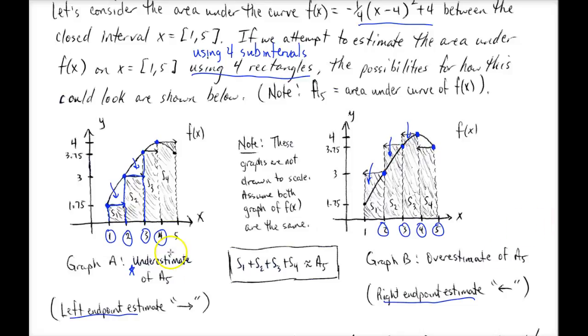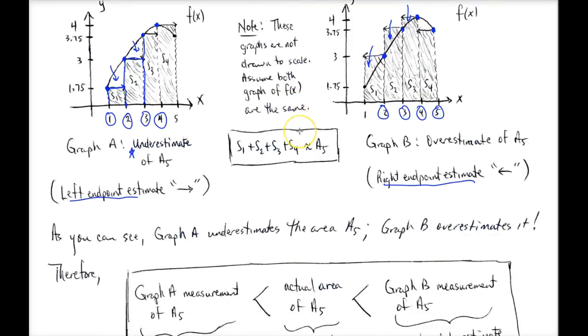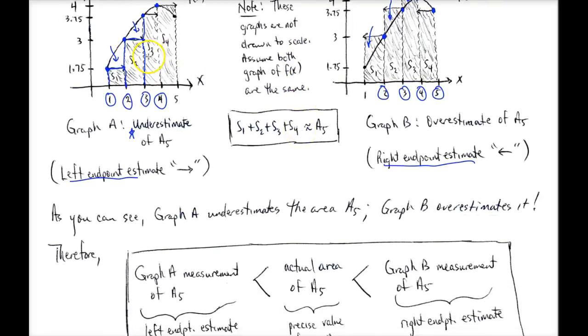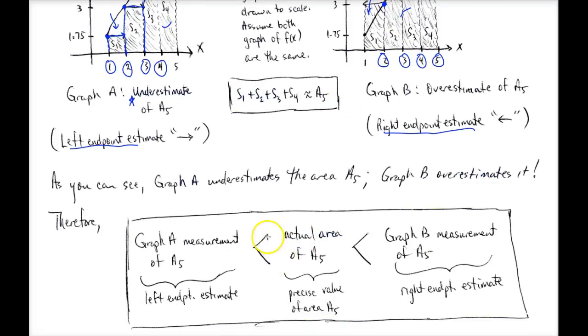But again, it's only that way because we've only chosen to use 4 rectangles to estimate what the area is. Now, from what we can see here, since this is an underestimate and this is an overestimate, we know that the actual area is going to be somewhere in between the left endpoint estimate and the right endpoint estimate.